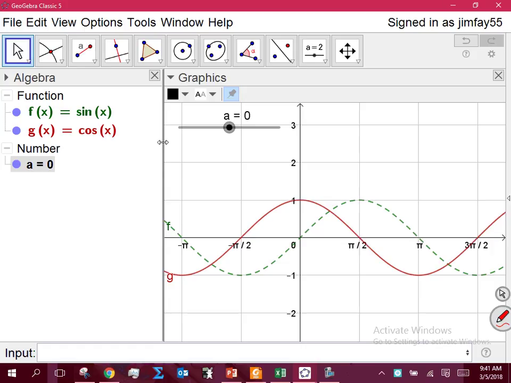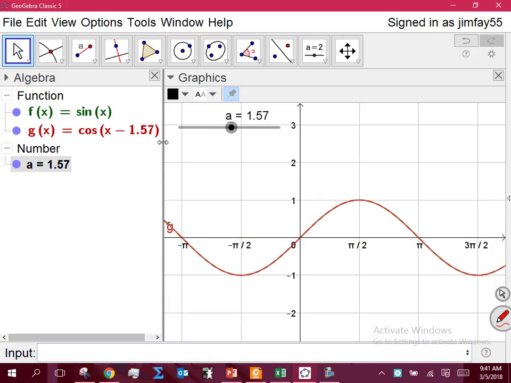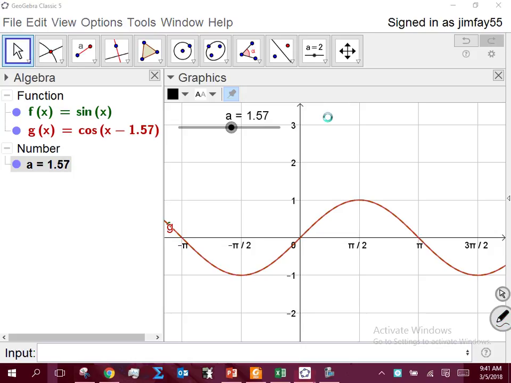What curve did this cosine become when I move it to the right pi over 2 units? It became the sine function, didn't it? Okay. So the sine function, sine of x, is exactly the same thing as cosine of x minus pi over 2. Okay.